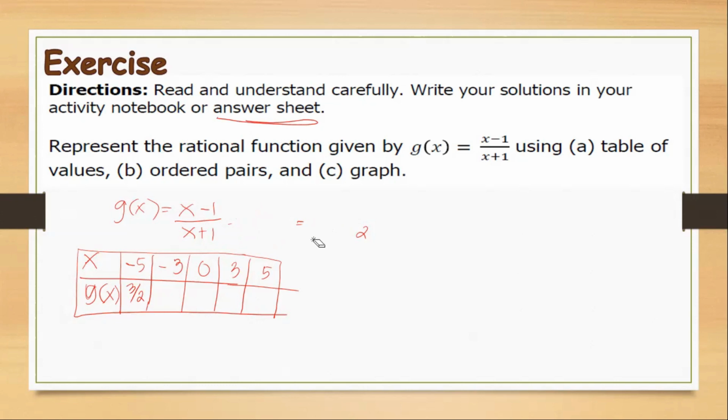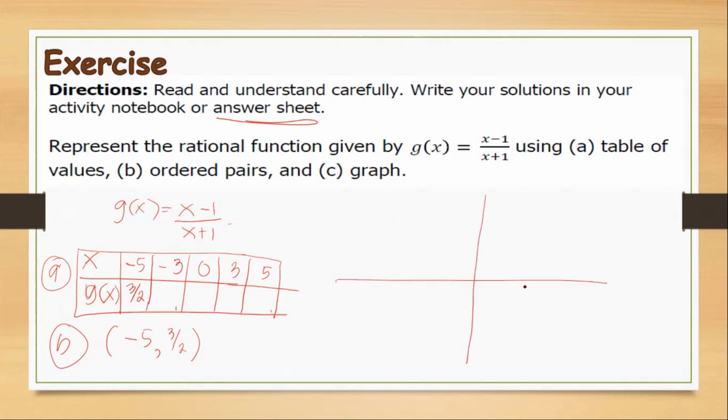After that, you are going to make your own ordered pairs. This is for A, table of values. For B, we have ordered pairs. So our first ordered pair is -5, 3/2. If you put your answers here until here, you can have the other values there. And also, you can plot your graph here.